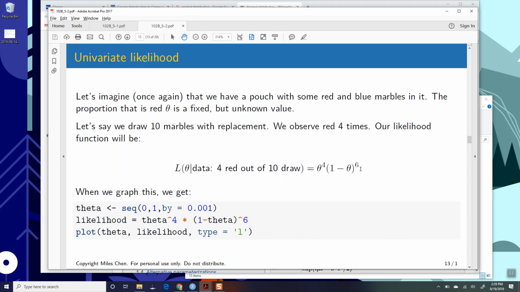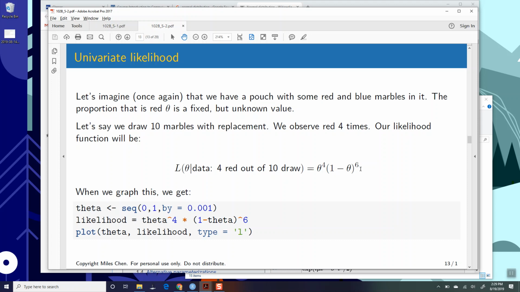What will this likelihood function look like? What are the bounds of theta? What's the largest value theta could possibly be? 1, and the smallest value theta could possibly be 0. And what is the likelihood that theta is 1? 0, right? Theta cannot be 1. If I observed 4 red and 6 blue, theta cannot be a proportion of 100% red, and likewise, it cannot be a proportion of 0% red.